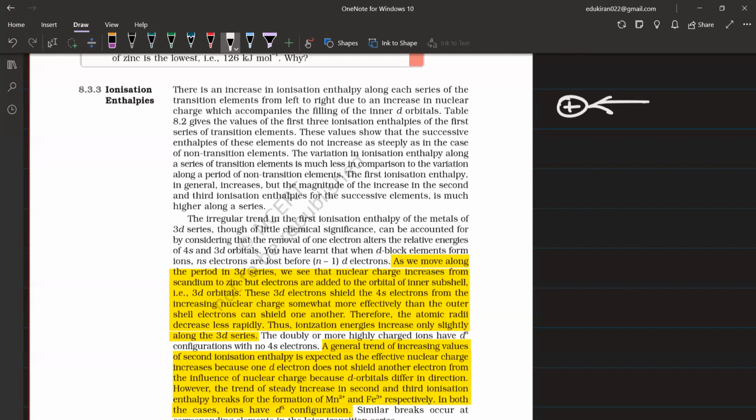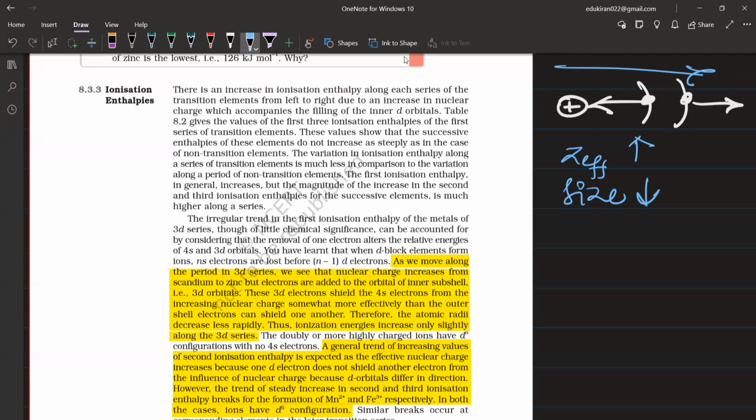नहीं है तो दोनों चीजें क्या हो रही हैं आपकी? The Z effective is also increasing if I go in a series like this. Yes or no? Z effective increase कर रहा है, proton number increase कर रहा है. Also the size क्या हो रहा है आपका? Size is decreasing. Yes or no? Okay. That is why what is going to happen? डेल्टा एच आई आयनाइजेशन एंथैल्पी क्या होगी? ज्यादा होगी या कम होगी? टेल मी. More.